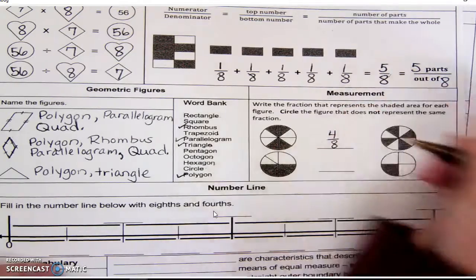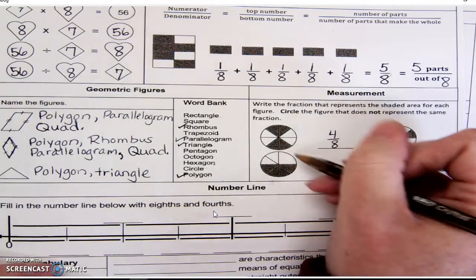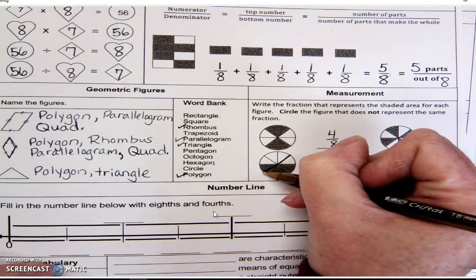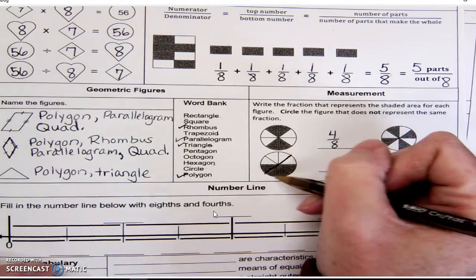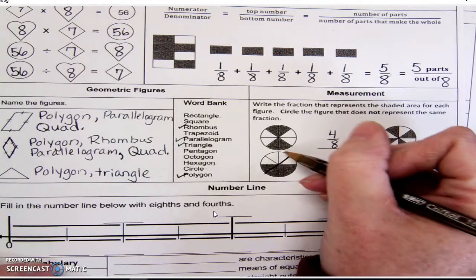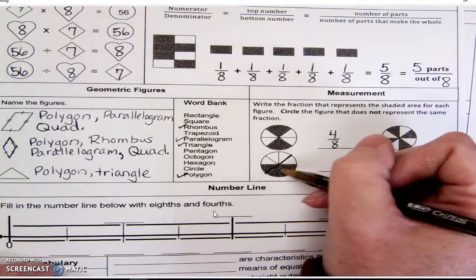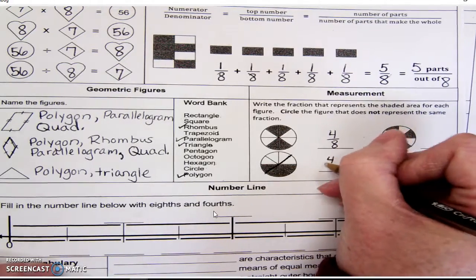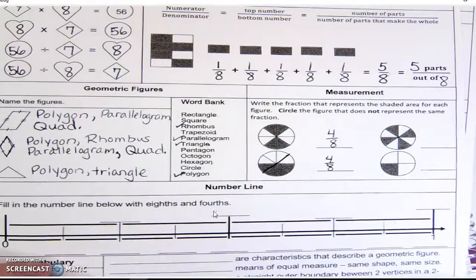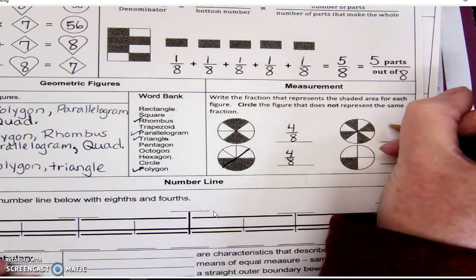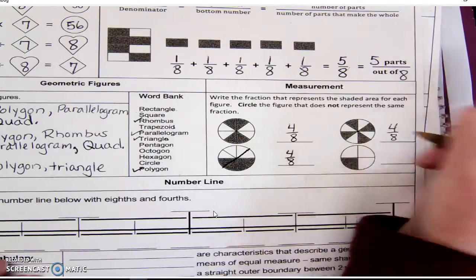4/8 are shaded on this circle. On this circle, we really need to add a line here so that we have 8 equal parts. Otherwise, we had a big part here and then 2 smaller parts there. So we've got 4 shaded out of 8, also 4/8. Here we've got 4 out of 8 shaded, 4/8.